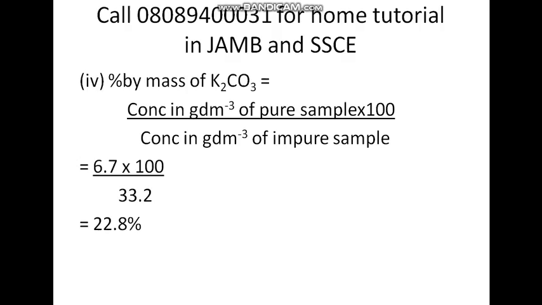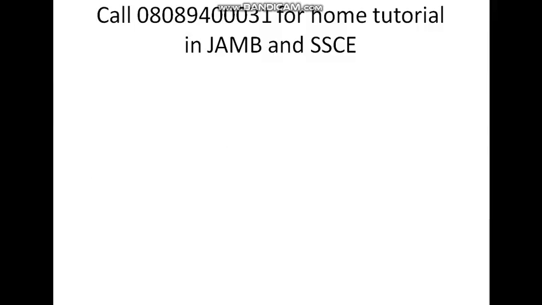On the tutorial board, question 3 is calculation of percentage by mass of K2CO3 in the mixture. That is the percentage purity of K2CO3 in D. This is calculated on the tutorial board using concentration in gram per dm cube of pure K2CO3 sample divided by concentration in gram per dm cube for the mixture of K2CO3 and KCl multiplied by 100. The concentration in gram per dm cube of pure K2CO3 is calculated and is 6.7 gram per dm cube.